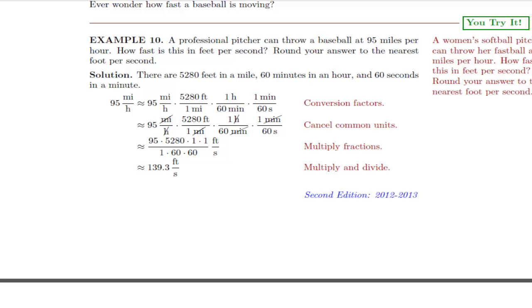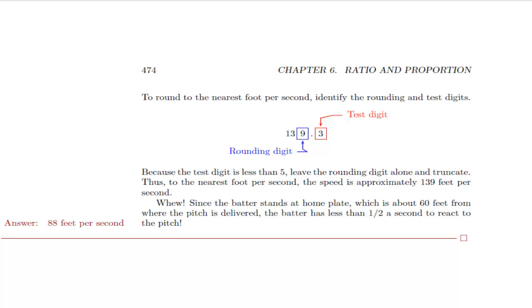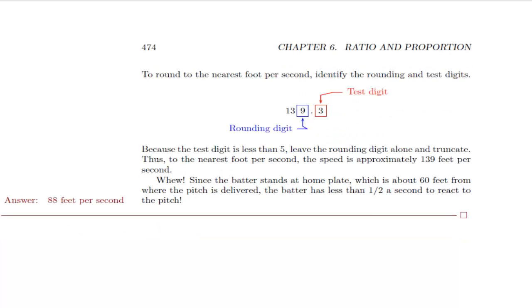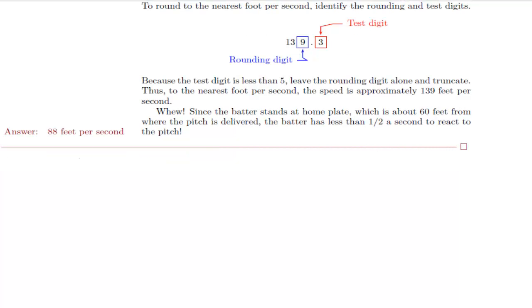The miles units cancel, the hours units cancel, and the minute units cancel. So we're left with 95 times 5,280 times 1 times 1 over 1 times 60 times 60 feet per second, which approximately equals 139.3 feet per second. To round to the nearest foot per second, identify the rounding and test digits. Because the test digit is less than 5, leave the rounding digit alone. Truncate. Thus, to the nearest foot per second, the speed is approximately 139 feet per second. Woo! Since the batter stands at home plate, which is about 60 feet from where the pitch is delivered, the batter has less than half a second to react to the pitch.